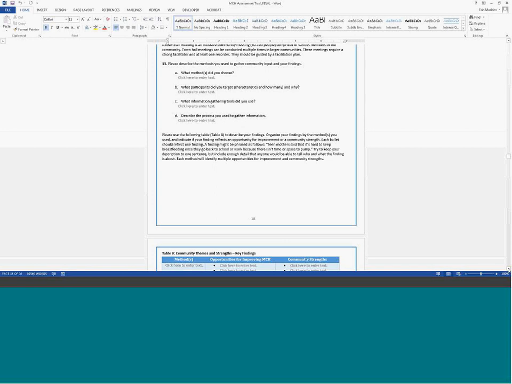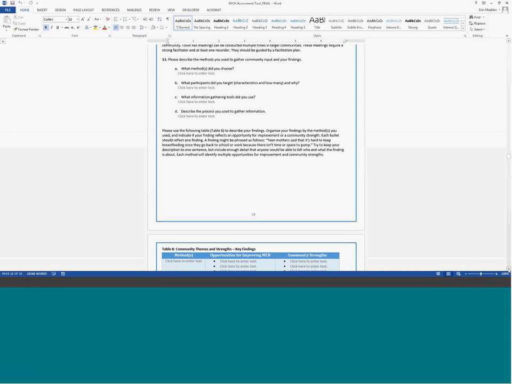Just so that we have a sense of what that data gathering process looked like, which is also a helpful resource for you to have to turn back to any year from now when you're kind of reflecting on what you did before. It's good to have that documentation of what you did.